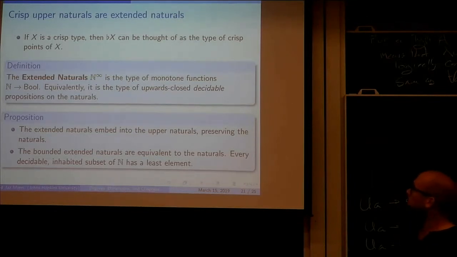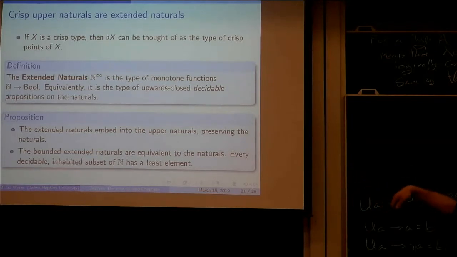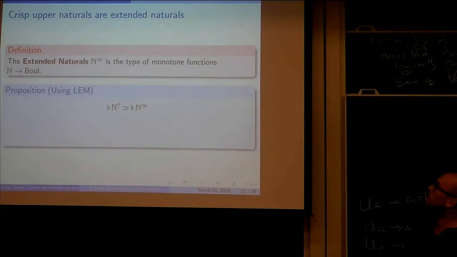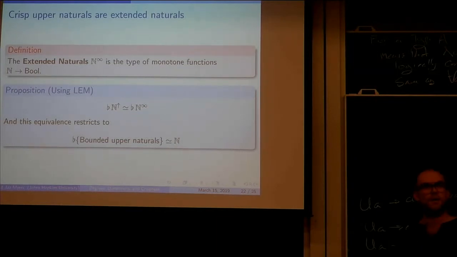And so the extended naturals embed into the upper naturals by pushing forward the roof of the prop. There's also a nice fact about them, because we have the decidable well-ordering principle. Every bounded upper natural is a natural. So the bounded upper naturals are equivalent to the naturals. And finally, we can prove that the points of the upper naturals are the points of the extended naturals, and this restricts to boundedness, so that the points of the bounded upper naturals are the naturals.